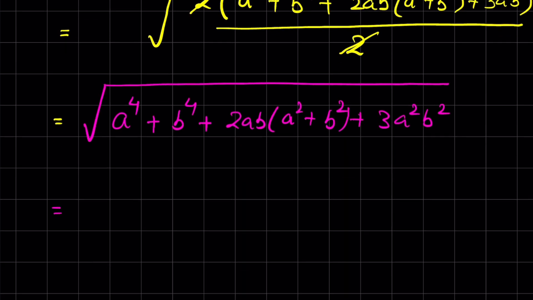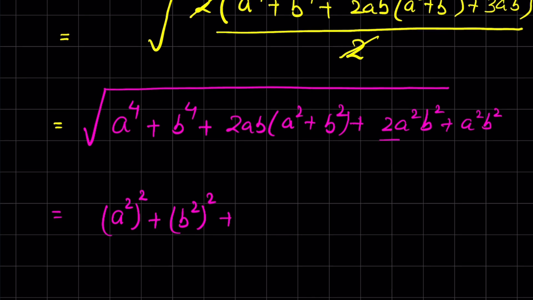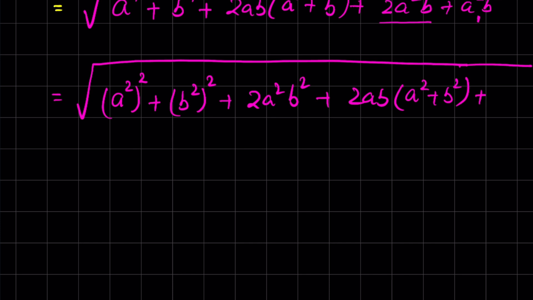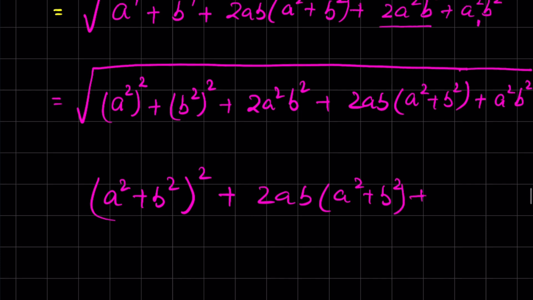Now here a⁴ we can write as (a²)², plus (b²)². If we write 3a²b² as 2a²b² + a²b², it will be 3a²b². Now write this 2a²b² here, plus 2ab times (a² + b²), plus a²b². Now if you consider a² as x and b² as y, then it is in the form of x² + y² + 2xy. So we can write this as (a² + b²)² + 2ab times (a² + b²) + a²b², which we can write as (ab)², under square root.